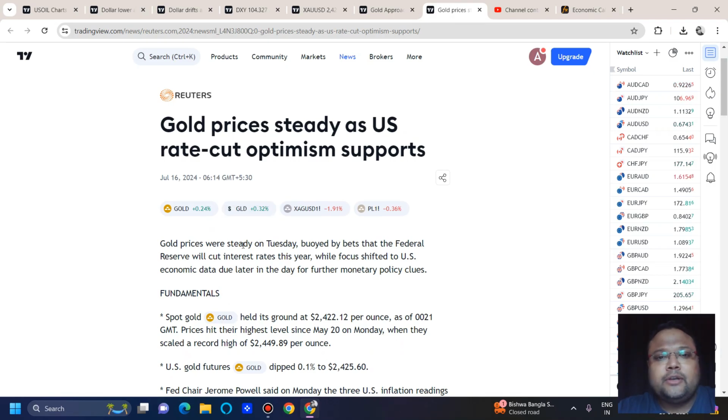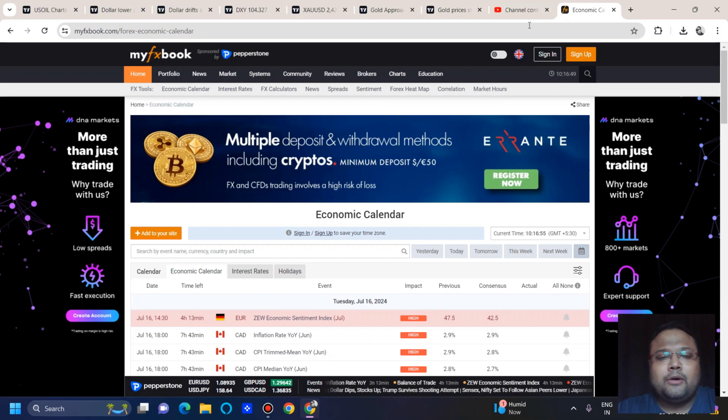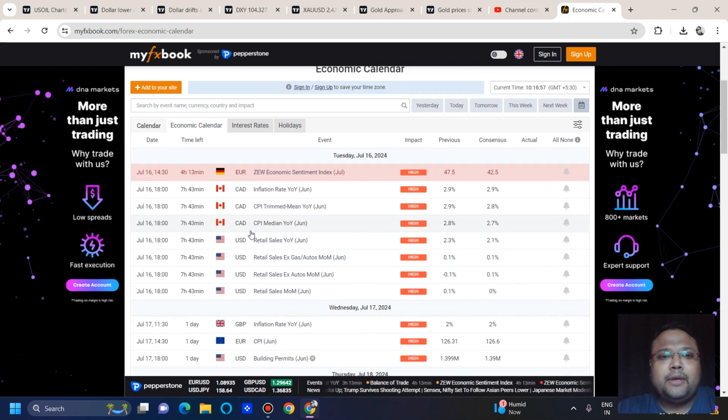Gold prices steady as US rate cut optimism supports. Gold prices were steady on Tuesday, buoyed by bets that the Federal Reserve will cut interest rates this year, while focus shifted to US economic data due later in the day for further monetary policy clues. Okay, it is talking about the retail sales coming up during the US session. So, my dear friends, gold will be showing action again during the US session.